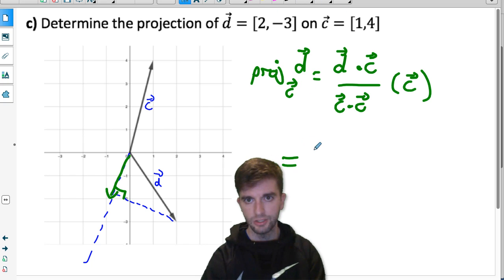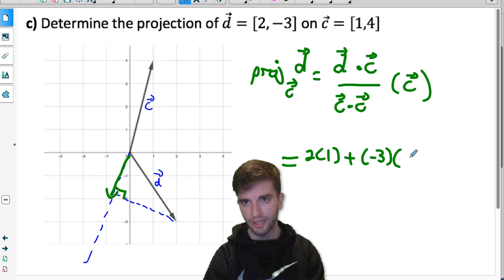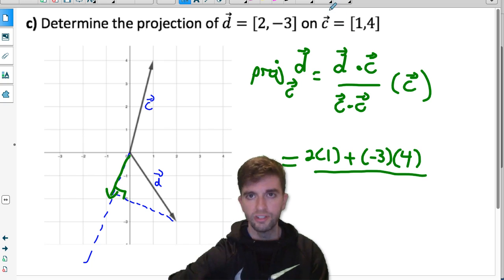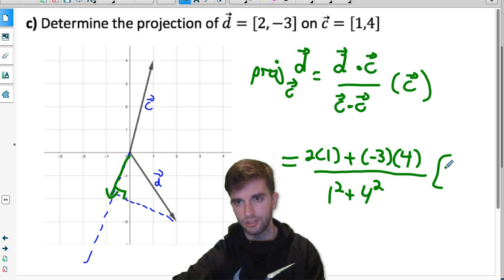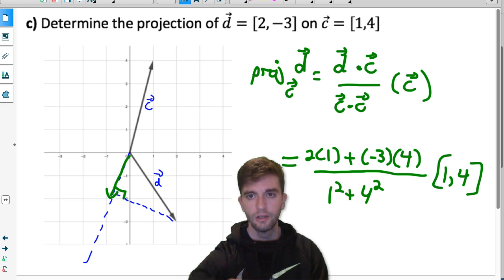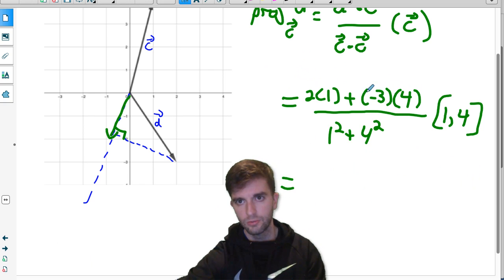D dot C would be 2 times 1 plus negative 3 times 4. I'm just finding the product of the x components and adding the product of the y components, over C dot C. So that would just be 1 times 1 plus 4 times 4. So that's 1 squared plus 4 squared. And this needs to be multiplied by vector C, so multiply it by the vector 1, 4. So this equals 2 plus negative 12, that's negative 10, over 1 plus 16.